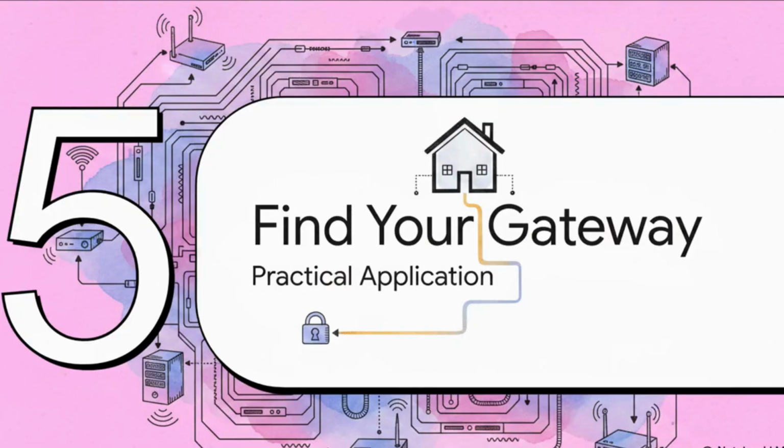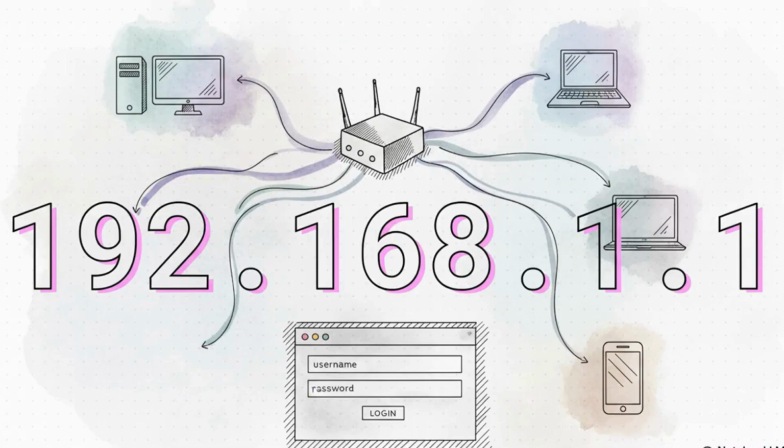Section 5. Finding your own gateway. Because this isn't just abstract theory, we want to empower you to actually go find your very own postmaster right now. Does the number 192.168.1.1 look familiar? Or maybe 192.168.0.1? Or even 10.0.0.1 for some of you techies out there?